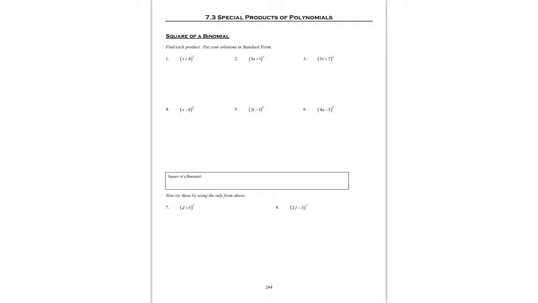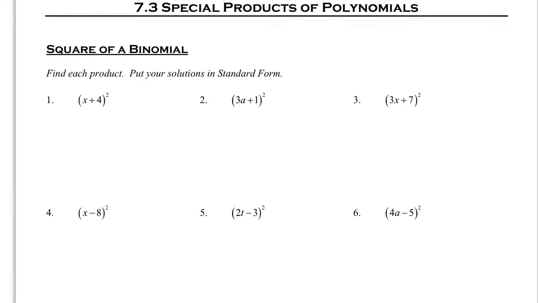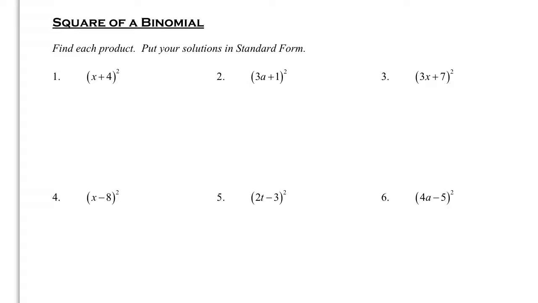Okay, so on page 244 at the top here, it says square of a binomial. So find each product and put your solutions in standard form. So when I look at number 1, it says x plus 4 quantity squared. What we have to remember is that that represents x plus 4 times itself. So you have to notice the plus sign that's there. And this is the exact reason why I wouldn't use the word distribute back in the exponents chapter, because I don't want you to distribute the exponent here. Whenever there's a plus sign, we don't get to hand out the exponent. We have to multiply by itself.